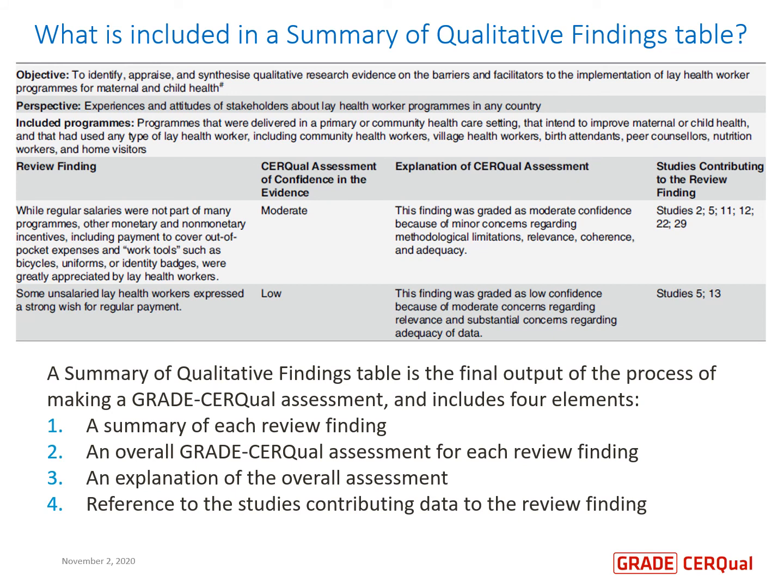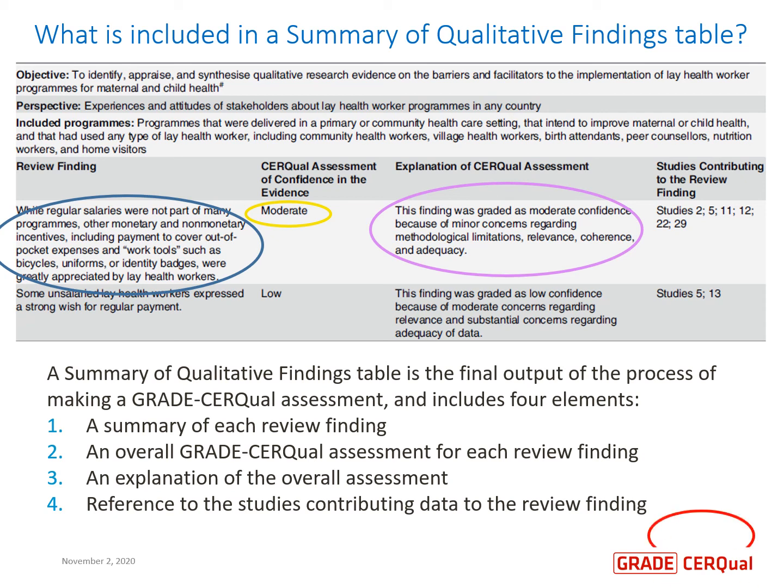As the final output of the process of making a CERQual assessment, we recommend that a summary of qualitative findings table includes 4 elements: a summary of each review finding, an overall CERQual assessment for each review finding, an explanation of the overall assessment, and reference to the studies contributing data to the finding. Each summary of qualitative findings table may include many individual review findings, each presented in the way shown in the slide now.